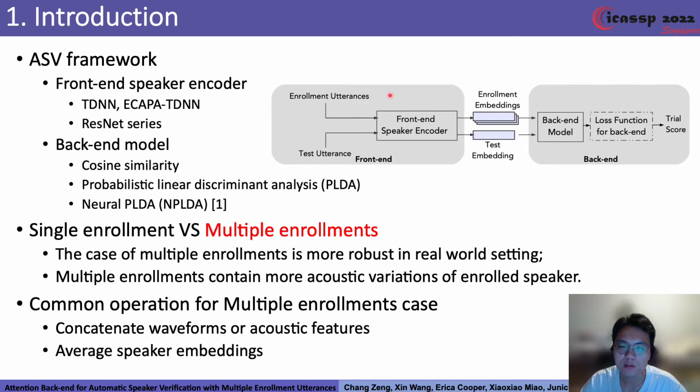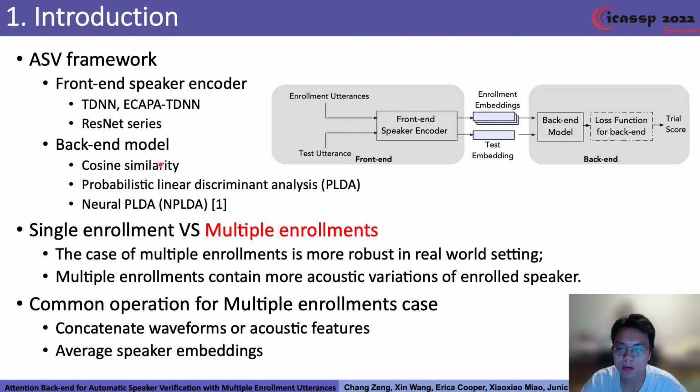First, let's see these figures. It shows the general architecture of a speaker verification system, including the front-end speaker encoder for extracting speaker embeddings, and the back-end model for measuring pairwise similarity. The typical speaker encoders include the time delay neural network and its variant called ICASSP. Recent is another choice for speaker encoder.